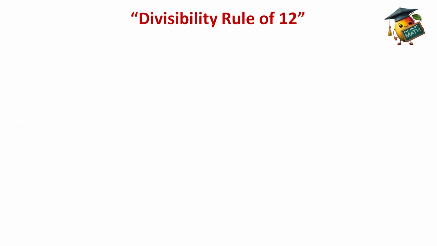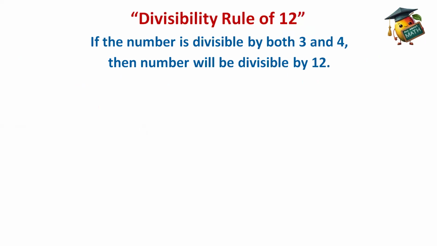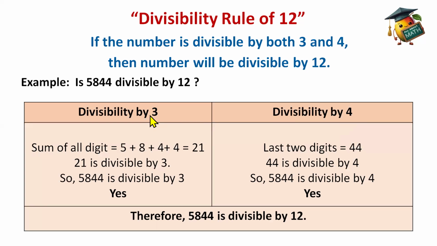Now the divisibility rule of 12 is also very easy. It's just like 6. If the number is divisible by both 3 and 4, since 3 fours are 12, then the number is divisible by 12. For example, we have this number, 5844. We have to check whether it is divisible by 12 or not. First, you'll make a line partition. On one side you'll apply the divisibility rule of 3, on the other side the rule of 4. Then for 3, the sum of all digits, you already know.